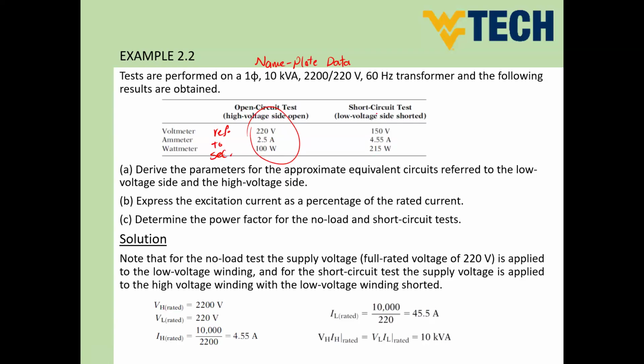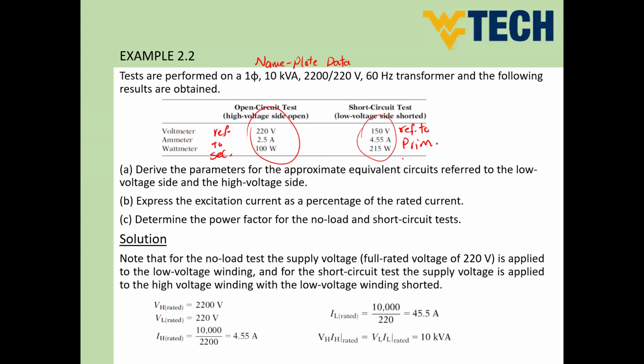And for the short circuit test, we have V short circuit, I short circuit, and P short circuit. And he mentioned here, guys, low voltage side is shorted. So this means the measurements are installed on the high voltage side. High voltage side is the primary side. So all of these readings here are referred to the primary side. So you have to figure this out during the test. Otherwise, all the numbers will be incorrect. So open circuit test data are referred to the secondary, and short circuit test data are referred to the primary side.